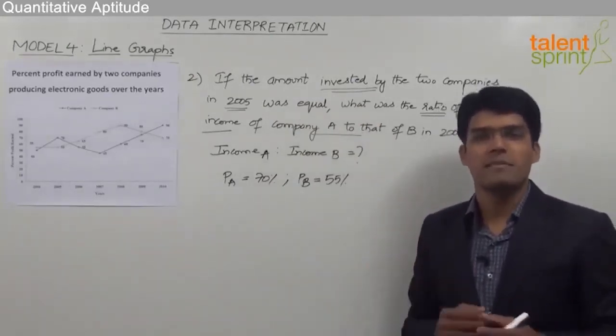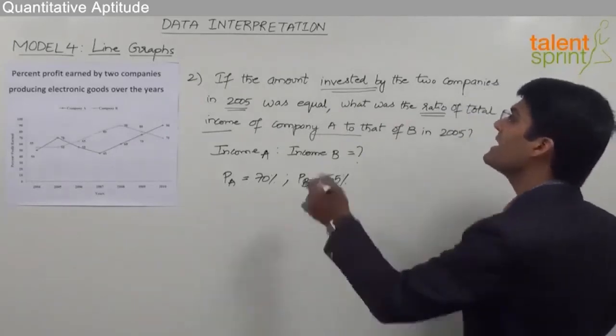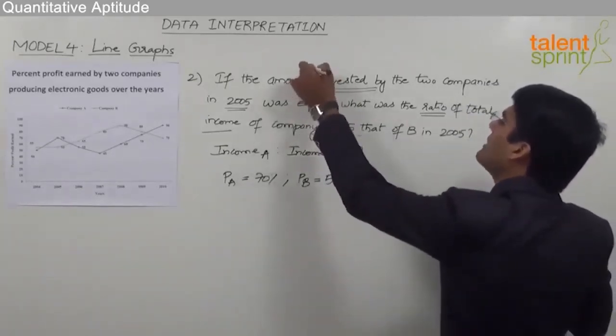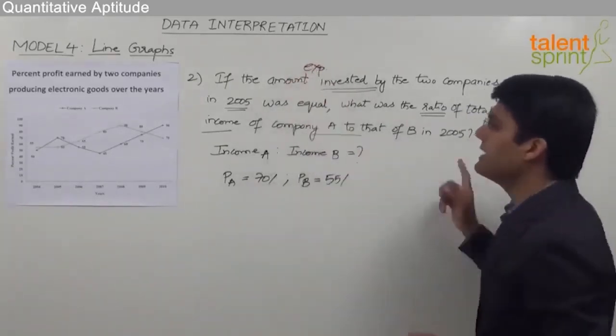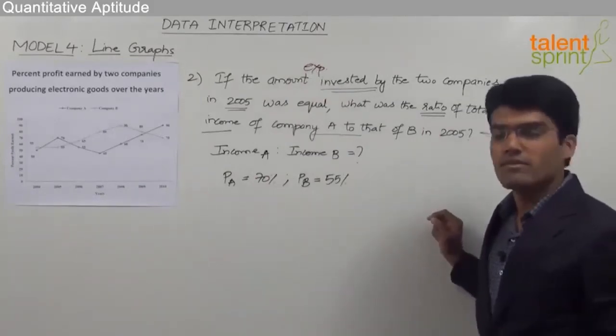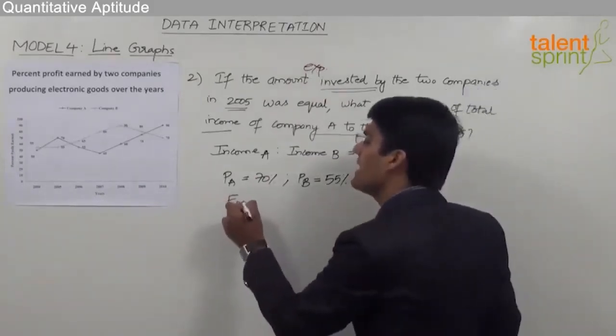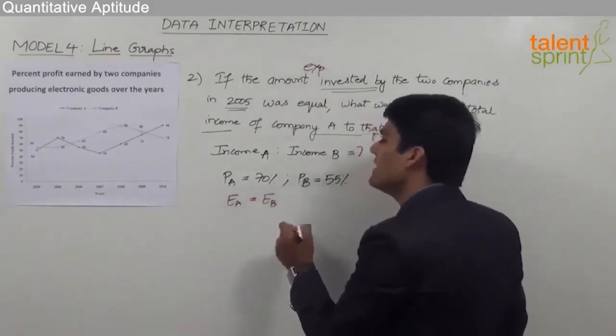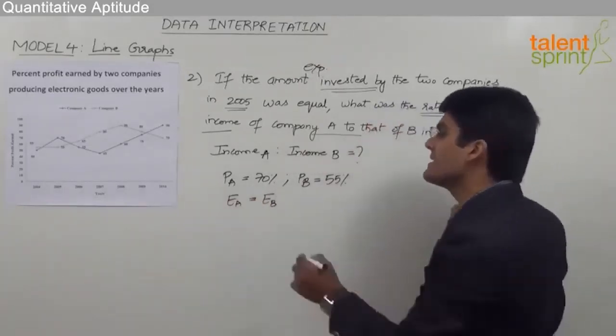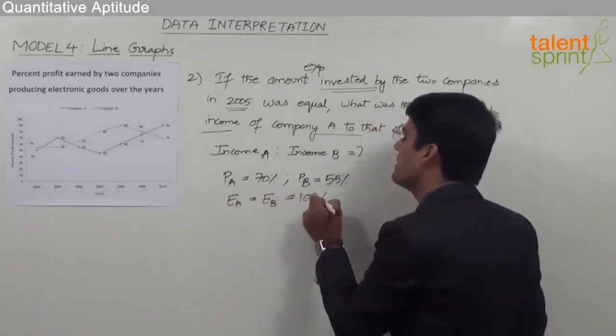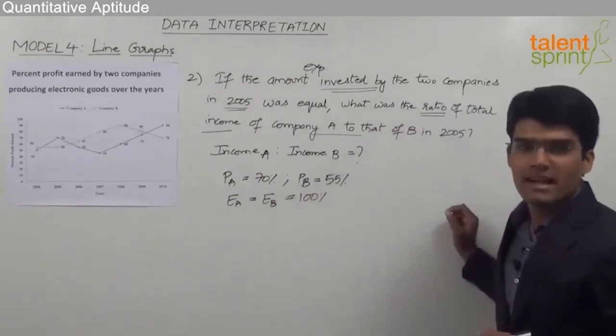Investment is nothing but the expenditure. So indirectly the question says the amount invested or the expenditure of the two companies in 2005 was equal. So we can say that expenditure of A was equal to expenditure of B in 2005. Let us take this as 100%. Why? Because in general expenditure is always taken as 100%.